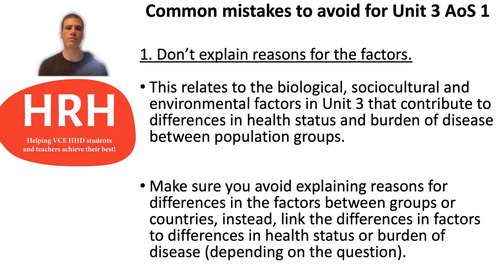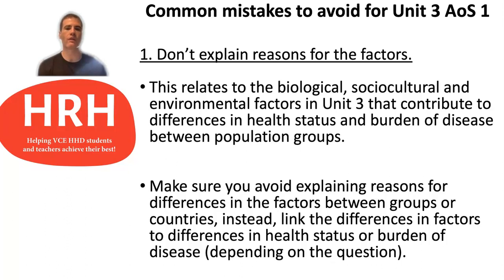So this first common mistake that I'm going to mention is relevant for those students who have a SAC coming up on the second half of Unit 3 AoS Study 1 that involves the biological, socio-cultural and environmental factors. Often students get a little bit confused when they have to link these particular factors to differences in health status and burden of disease between the different population groups. So that's things like males and females and Indigenous and non-Indigenous Australians, because often you have to use examples of these factors to outline how these differences in health status or burden of disease might exist.